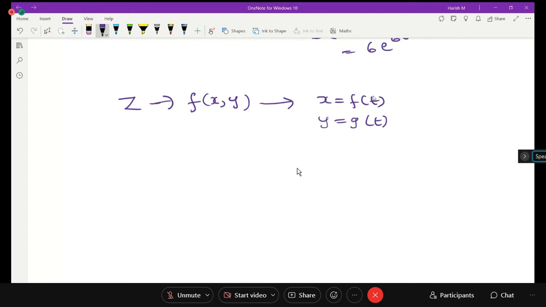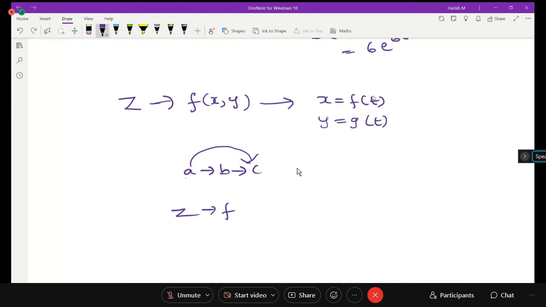Have you heard about something called transitivity? A is related to B, B is related to C. Can I say there exists a relation from A to C? Yes, sir. Okay. Just observe here, z is a function of how many variables?